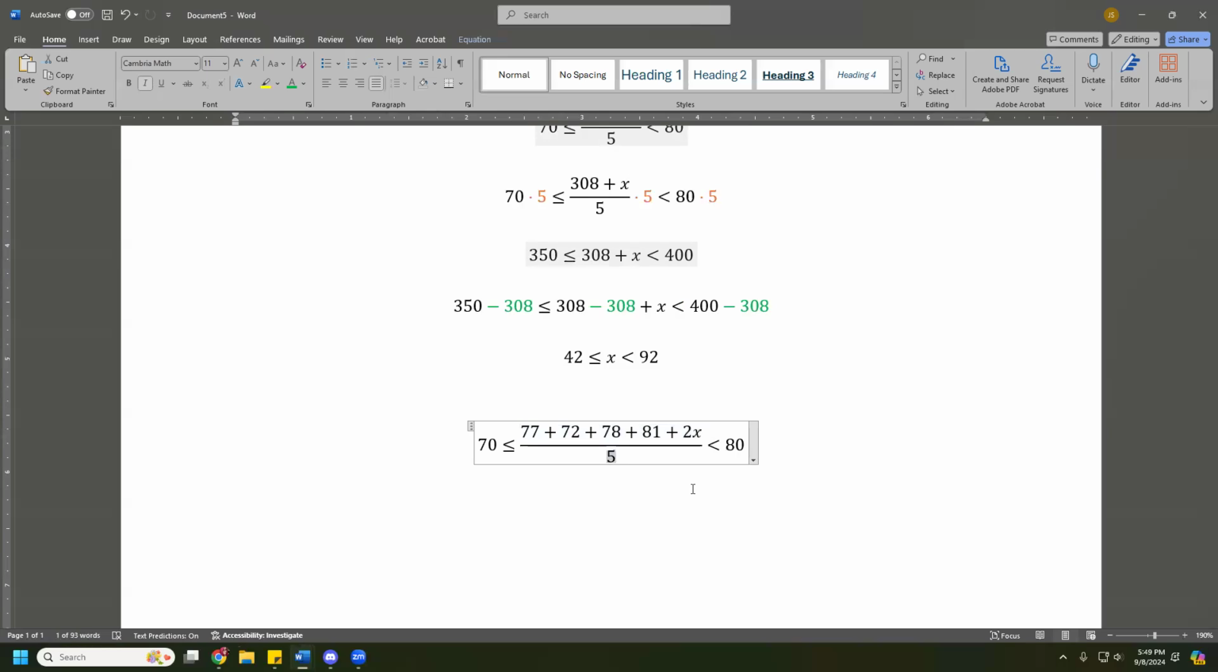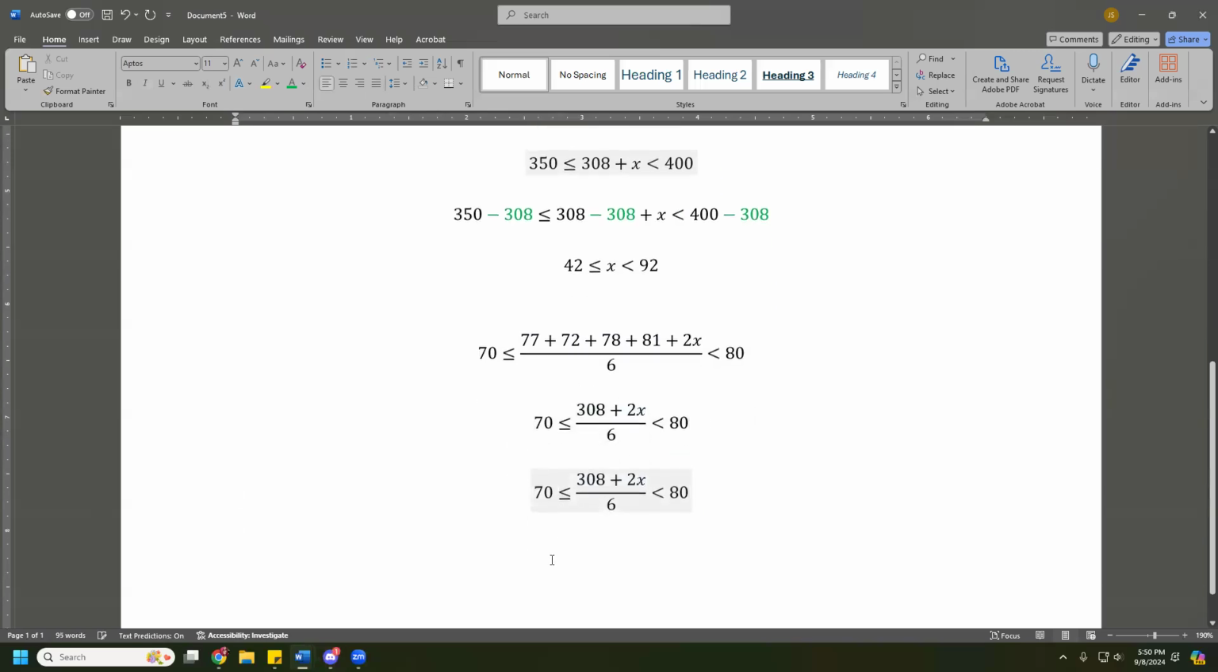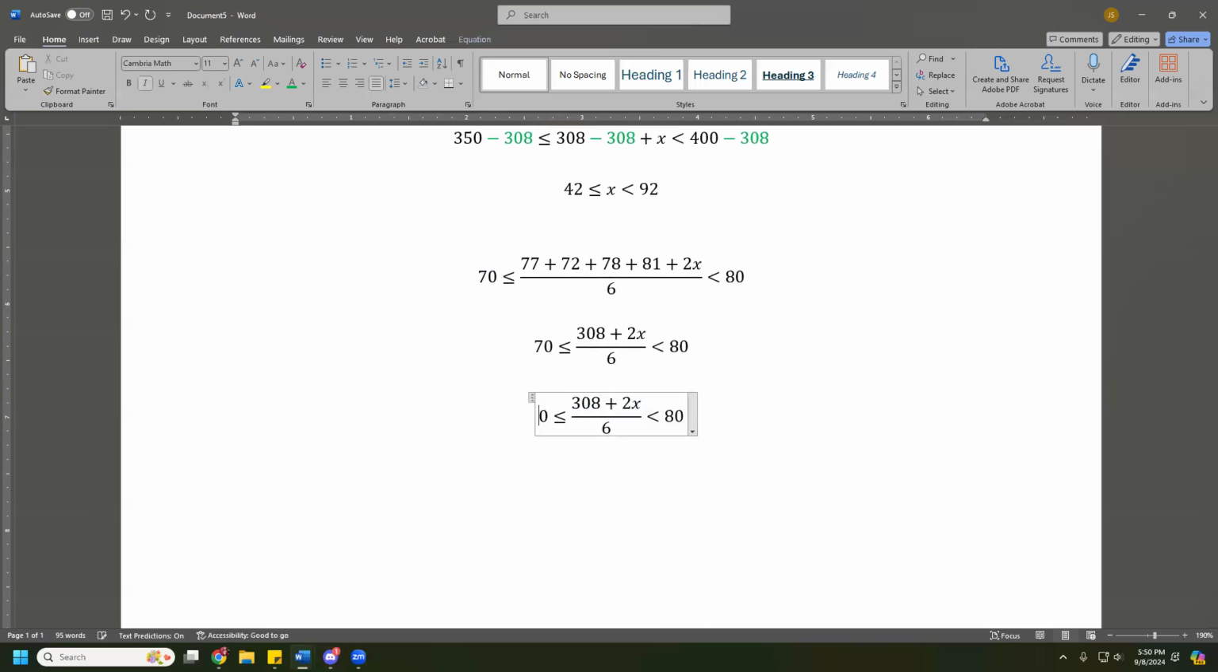But now, instead of having 5 tests, you technically kind of have 6. Because you've got the 4 tests that you took before, but then this one is weighted double, so that's kind of like having 6 tests. So pretty similar deal to before. I'm going to solve the exact same way that I did. I'm going to go ahead and add these together, but they didn't change, so this is still 308. Next up, I'm going to want to multiply everything by 6. So this is going to end up being 420. And this is going to end up being 480.